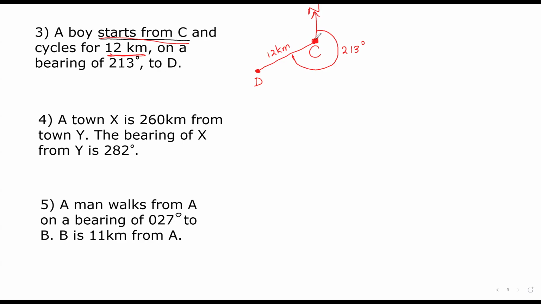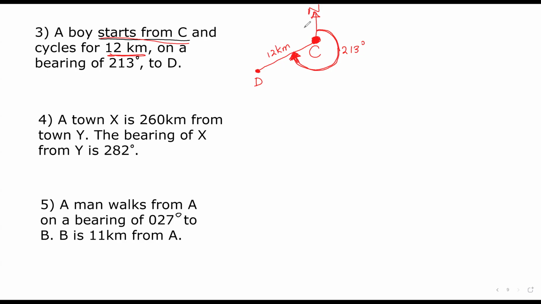So it says he starts at C. This is your starting point, so your north line goes there. And he cycles for 12 km on a bearing of 213 degrees. Remember, you're starting at C, so your north line is there, and you're going on an angle. That's the clockwise angle from all the way around here to here. So this is your bearing of 213 degrees. It's a reflex angle, so it cannot be this angle here. Even if you mistakenly did that, there's no way this angle on the inside could be 213 degrees. So that's the first one.